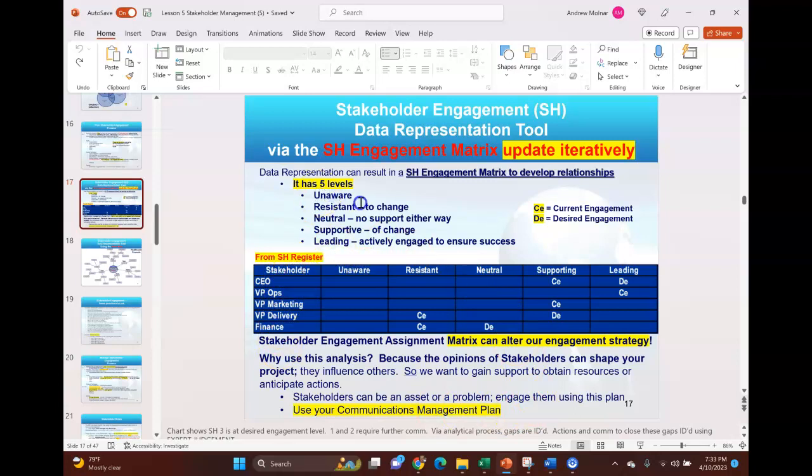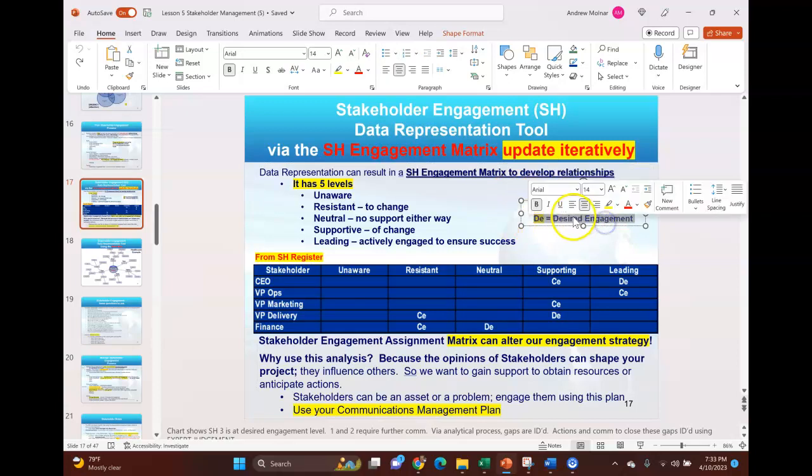Well, first I would define the levels of my engagement plan, and those levels are unaware, resistant, neutral, supportive, or leading. The definitions are here. And notice this little chart on the right. There's either my current engagement right here or my desired engagement with each stakeholder. So I just list a few stakeholders. It could have been much longer, but I didn't have room on the slide, right? And notice I put those five levels: unaware, resistant, neutral, supporting, or leading.